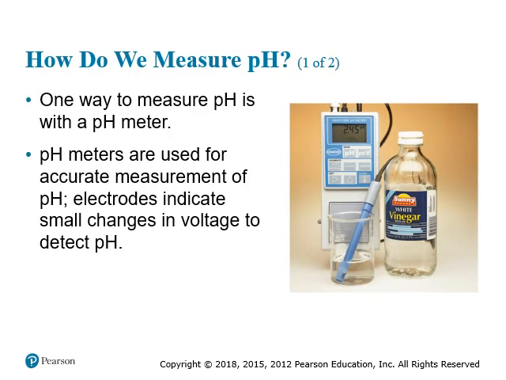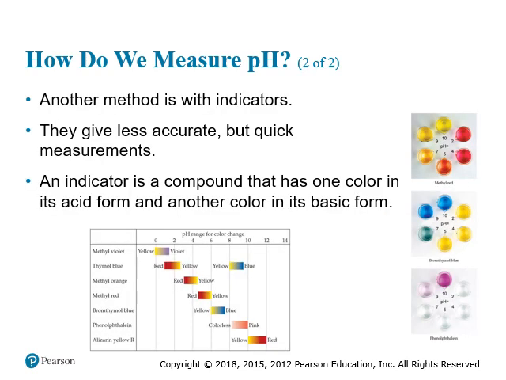Now, there are a few ways that we can measure pH. One way is to use a device known as a pH meter. They tend to be relatively accurate. The electrodes in question indicate very small changes in voltage in order to detect pH. Another way to measure pH is with a series of compounds known as indicators. Indicators tend to give less accurate results, but the measurements can be done relatively quickly.